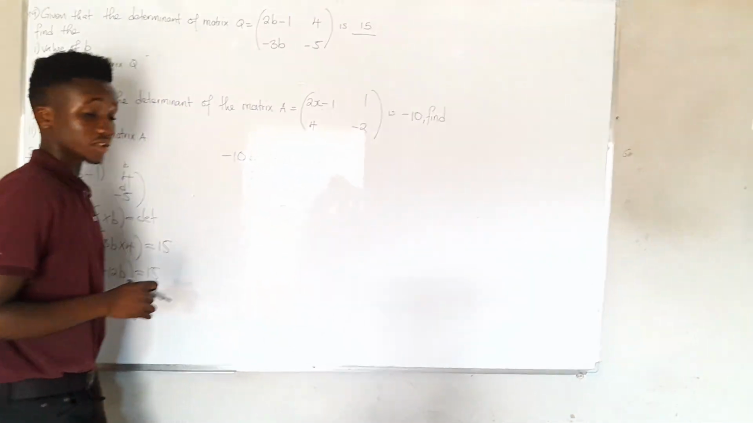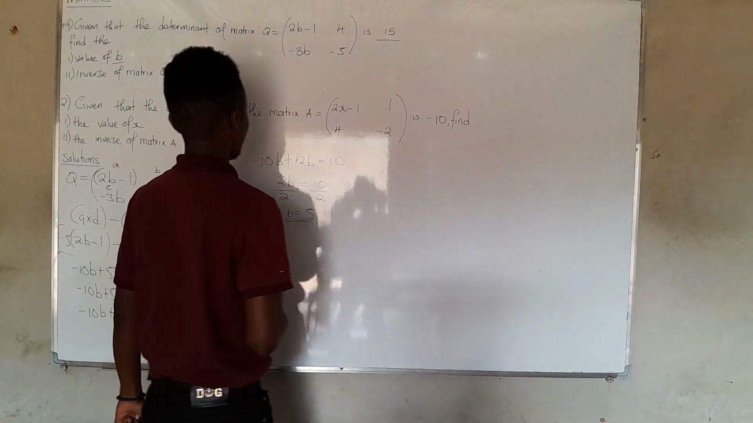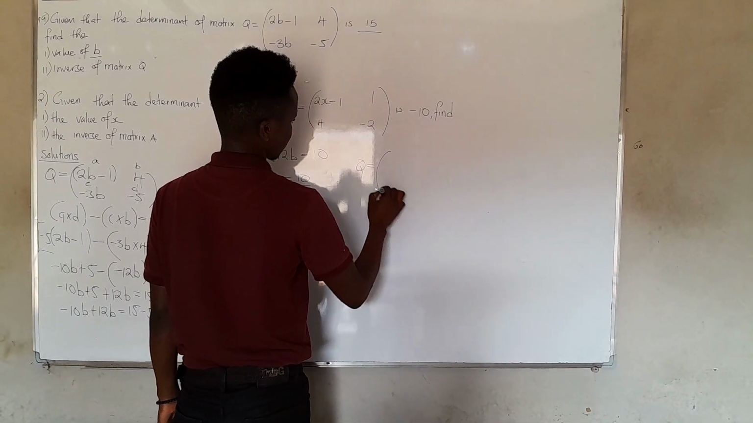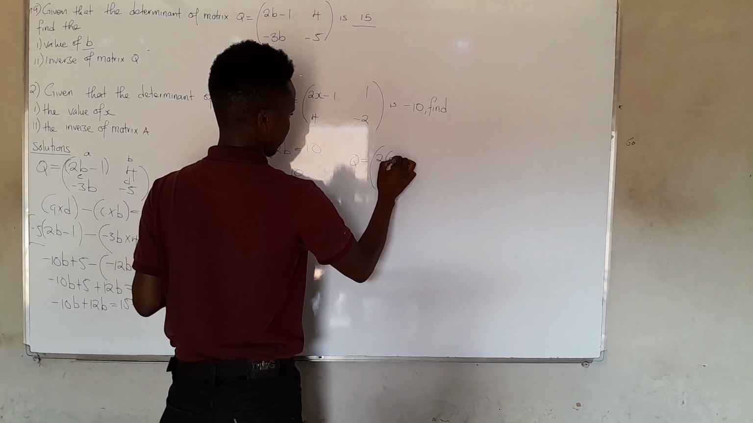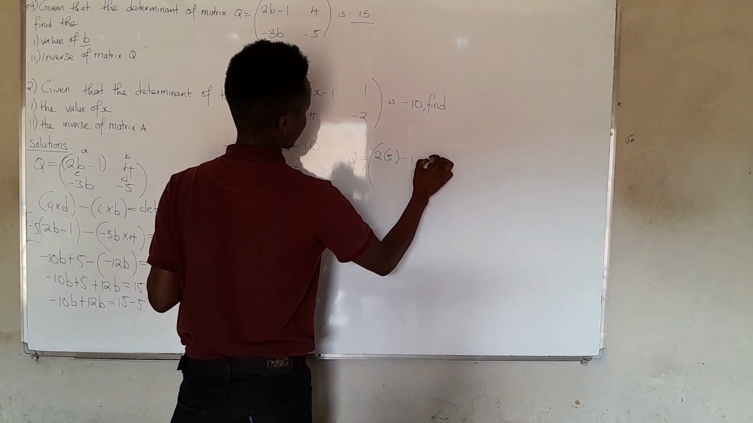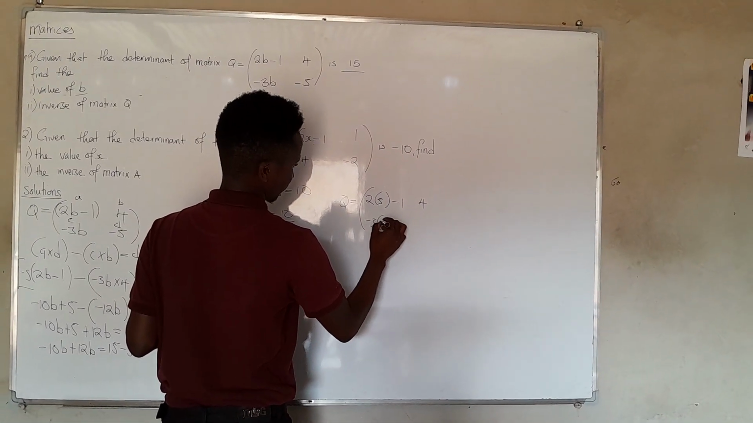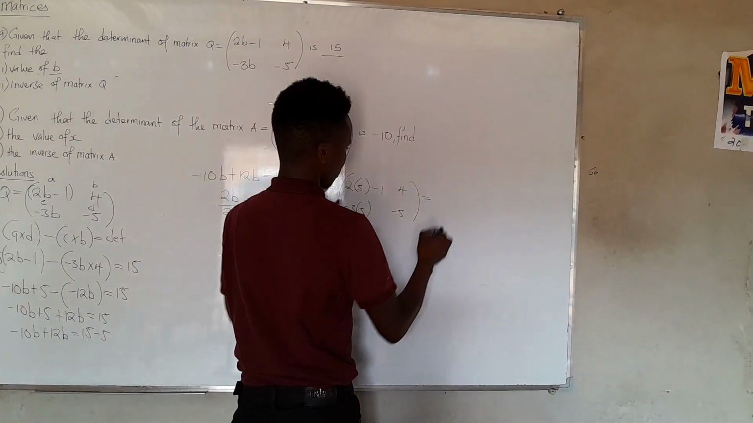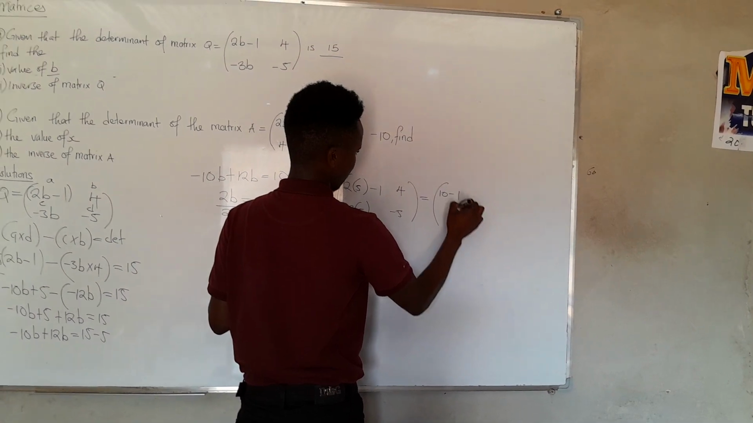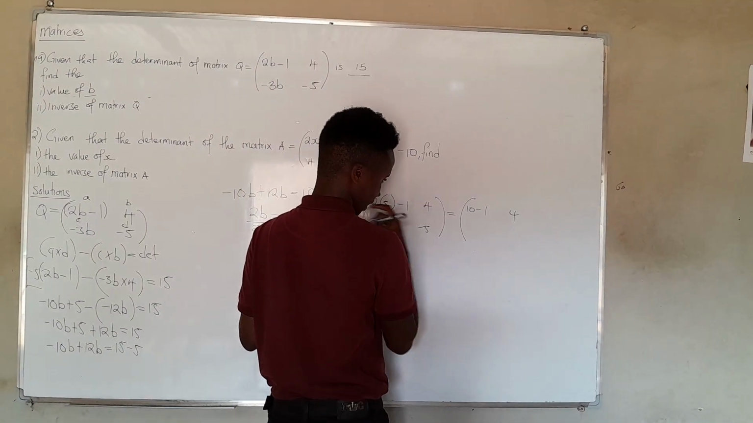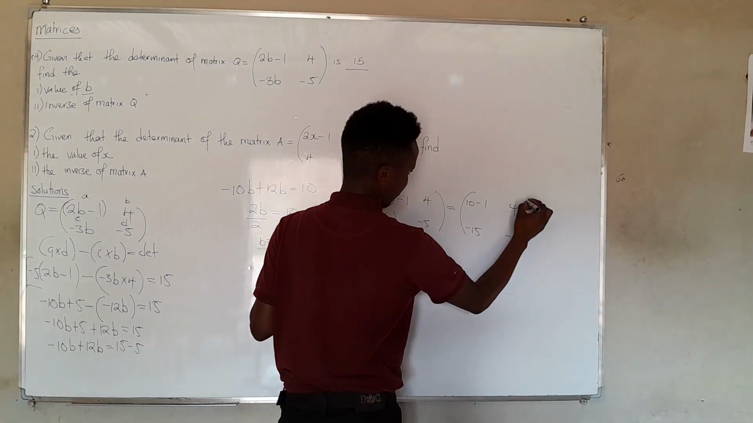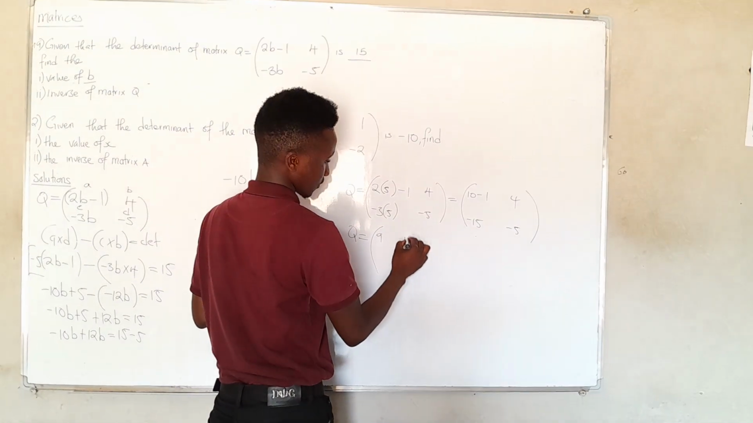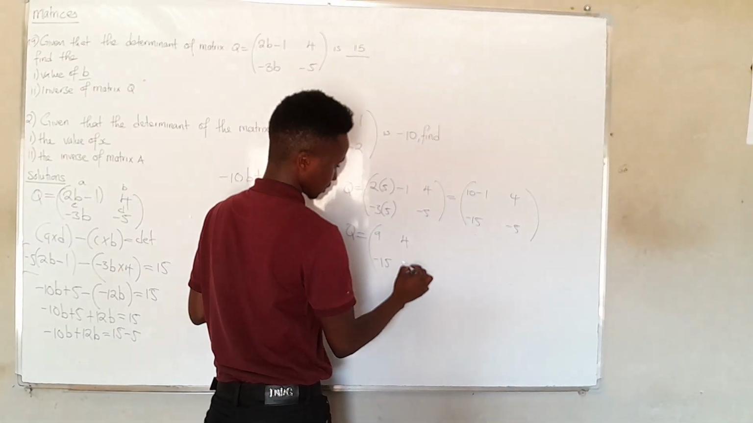So that's how we work out the value of b. Given that, we can also now find the inverse of the matrix. So we'll bring matrix Q there and, wherever there is b, I'll put 5. So 2 times 5 will give me 10, 10 minus 1, and I'll have 4 there, negative 3 times 5 will give me negative 15, and negative 5. Finally, my matrix Q will look like this: 9, 4, negative 15, and negative 5.